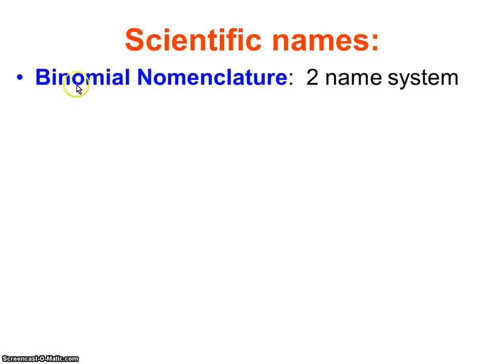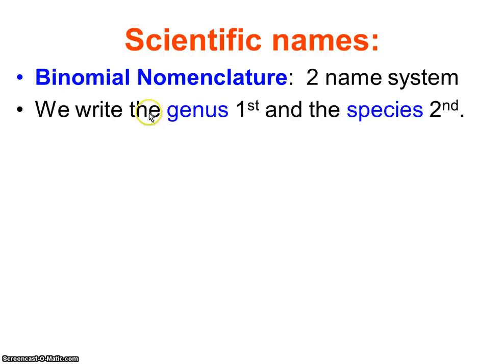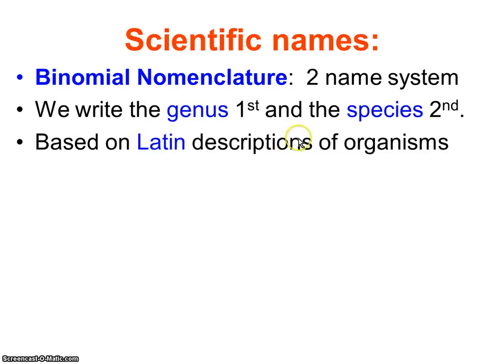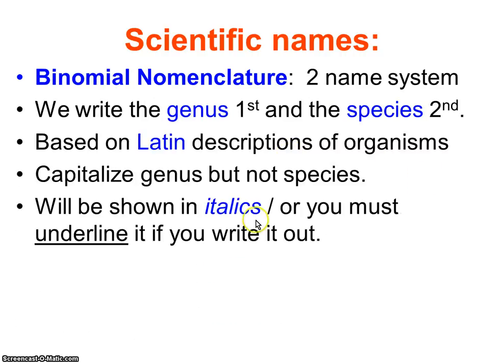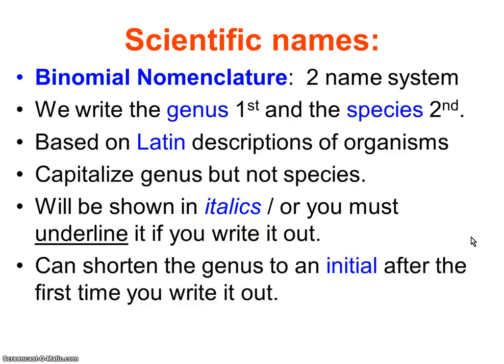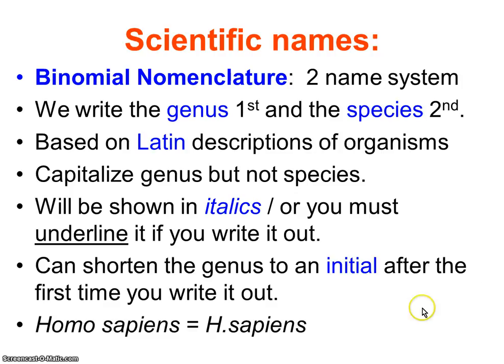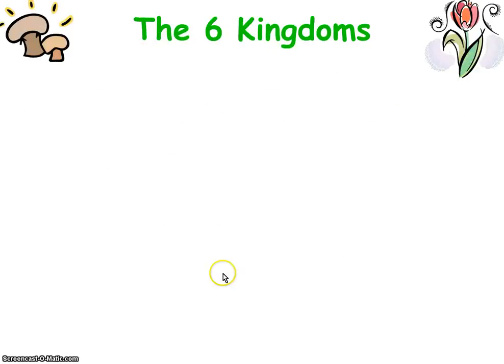The way we name organisms is called binomial nomenclature, meaning a two-name system of naming things. The genus is first and the species is second. They typically come from Latin. The genus is capitalized, and then it's either written in italics or when we write it, we underline it. You can also shorten the genus to an initial after you write it out the first time. So here's an example. Our genus is Homo, species sapiens. We write it out Homo sapiens. Notice the H capitalized, but not the S. And then after it was written the first time, it could be written like that. If you were doing it on paper, you would want to underline it.